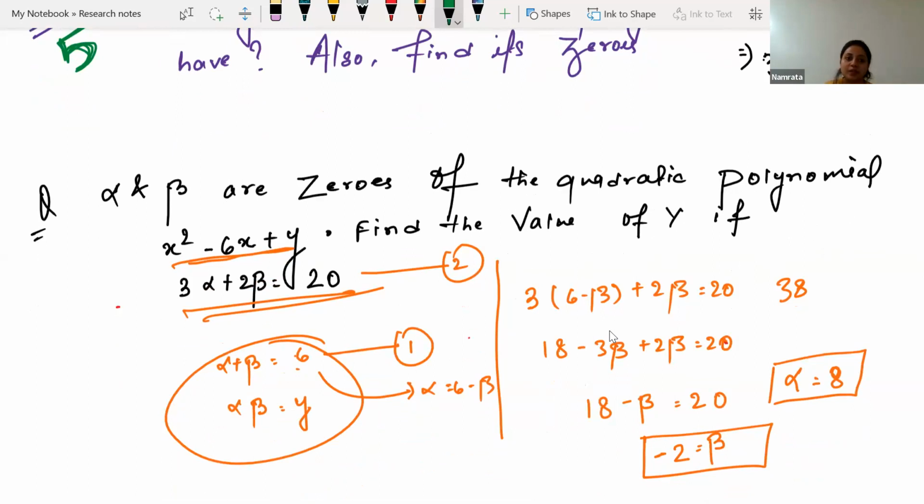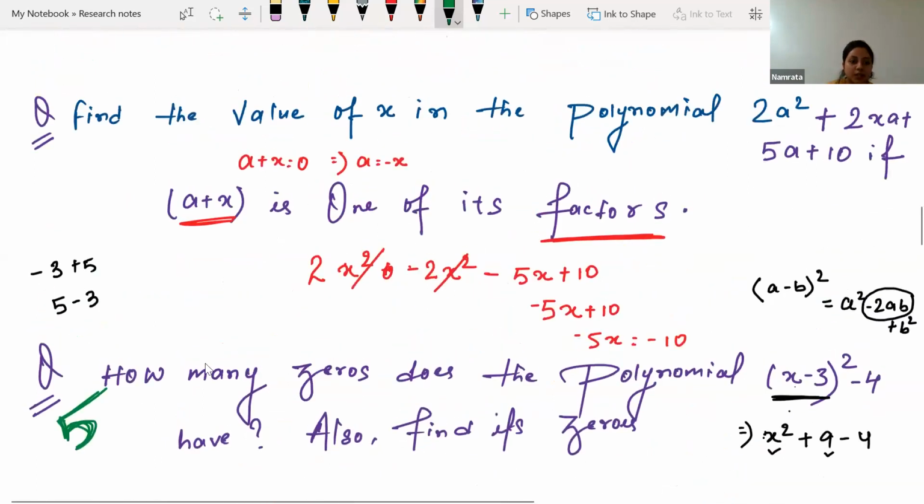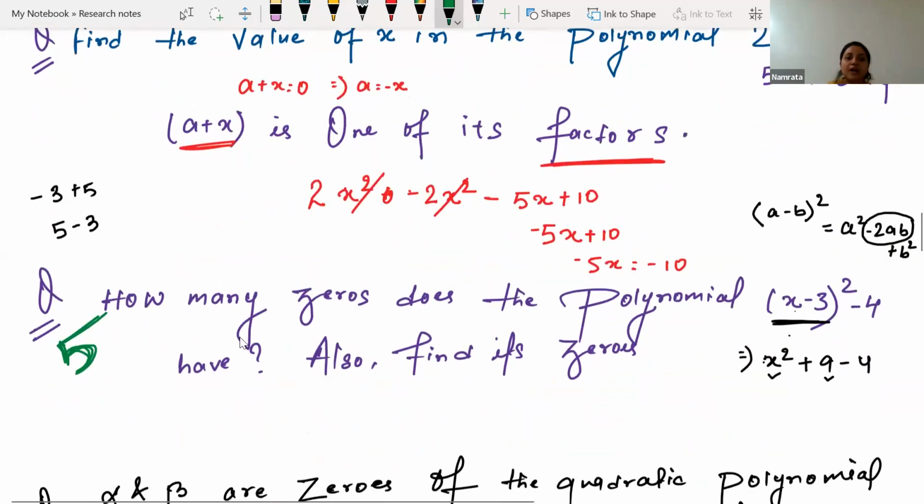Yes, ma'am. Okay, Harshit, can you tell me how we'll be doing this question number 5? How many zeros does this polynomial have? Also find the zeros. Ma'am, first can we open the (x minus 3) square? Then by your method, we can find it. First, we will be doing a square.